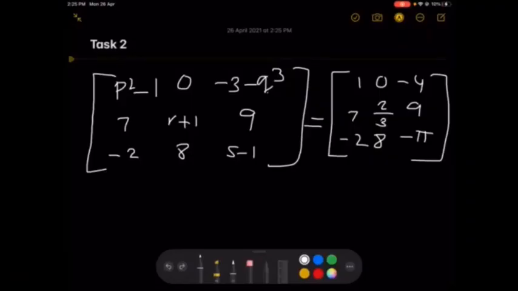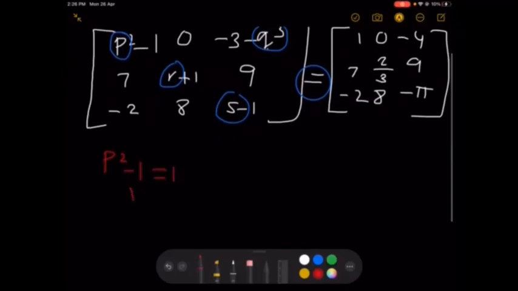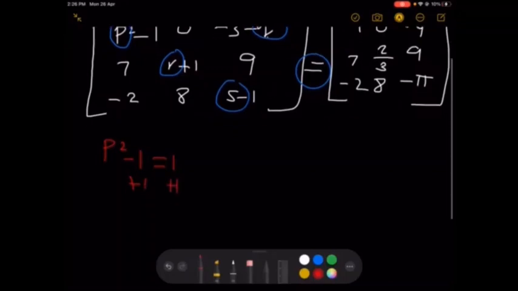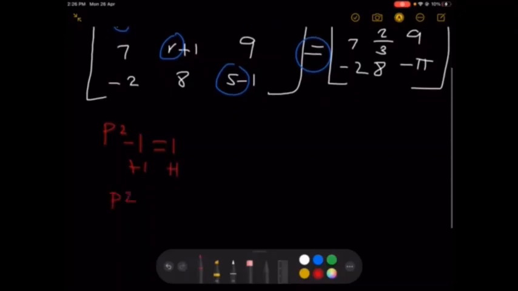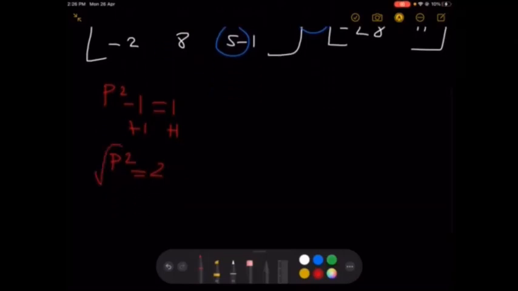So for this question, they want us to find the value of P, the value of Q, the value of R, and the value of S. And we know that these two matrices are equal. So therefore, P squared minus 1 equals 1. Add 1 to both sides, P squared equals 2. We want P by itself, so we take the square root: P equals plus or minus square root of 2.